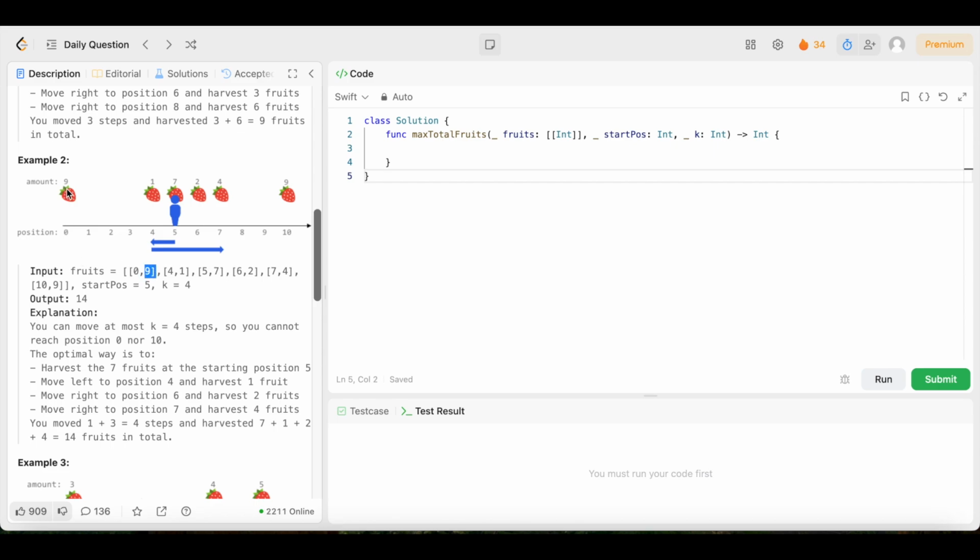So at 0, there's 9 fruits. At position 4, there will be 1 fruit, right? So at 4, there's 1 fruit. At position 5, there will be 7 fruits. At 5, there's 7 fruits, and so on, so on. So that's what this 2D array means, right?